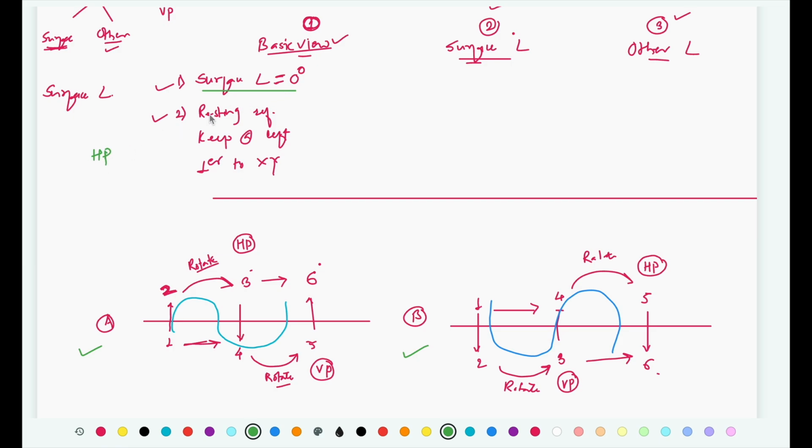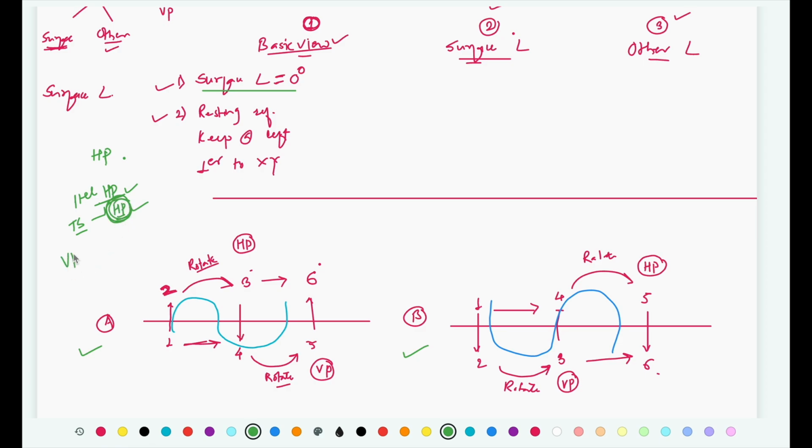When you reduce that inclination to 0, it will become parallel to HP. And when you make that plane parallel to HP, its true shape is going to be visible in a view that you are going to get in HP. If plane is parallel to HP, in HP you will get true dimensions. If plane is parallel to VP, in VP you will get true dimensions. So this object is inclined to HP, that you have made parallel to HP. So its true shape is going to be visible in HP.